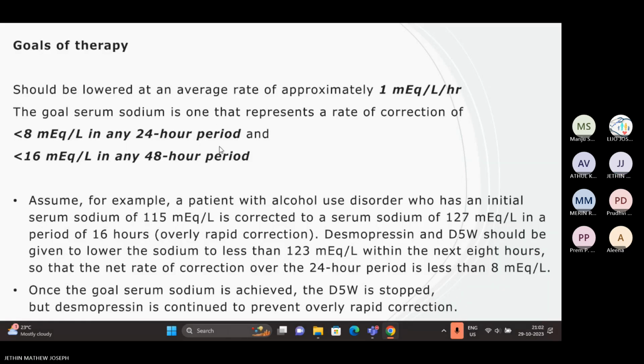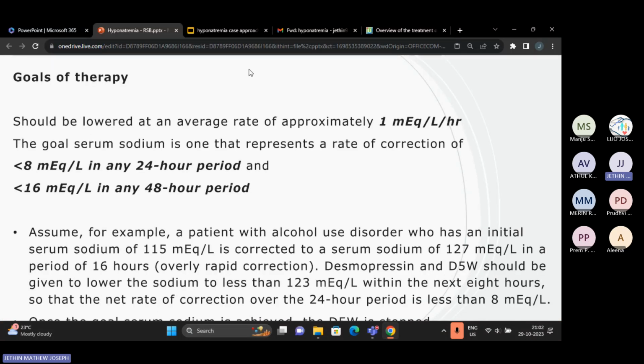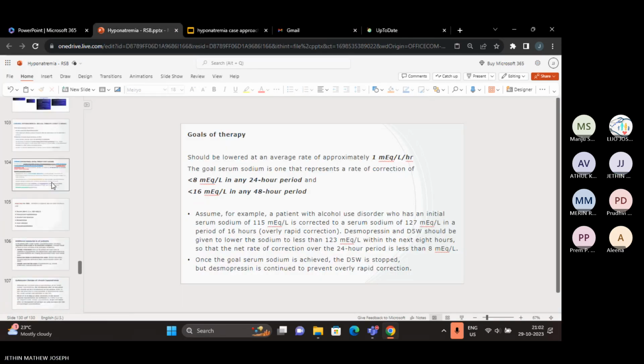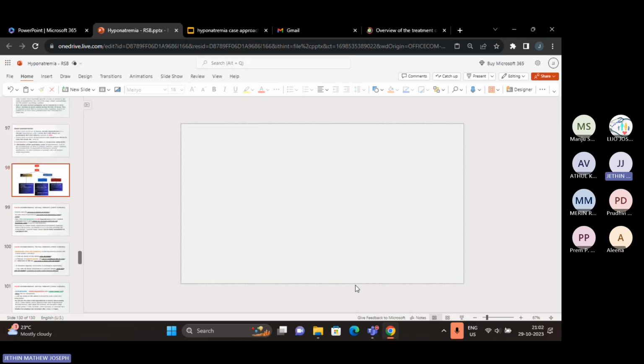So that has brought us to the end of management. Before we get into case scenarios, I'll just quickly go through the flow chart once again for acute and chronic.